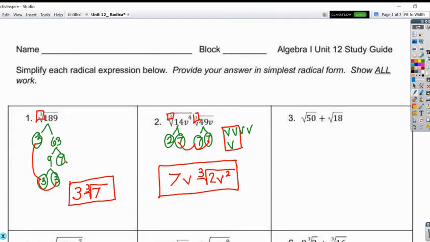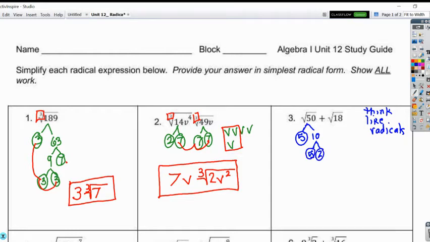Next up, when we look at this number 3, it's an addition problem. Remember, for addition problems, you want to think a little bit about trying to get those like terms. We want to think about getting those like radicals. So I have to simplify each of these. So for 50, I can think about that as a 5 times a 10, where 5 is prime. 10 is a 5 times a 2, where 5 is prime and 2 is prime.